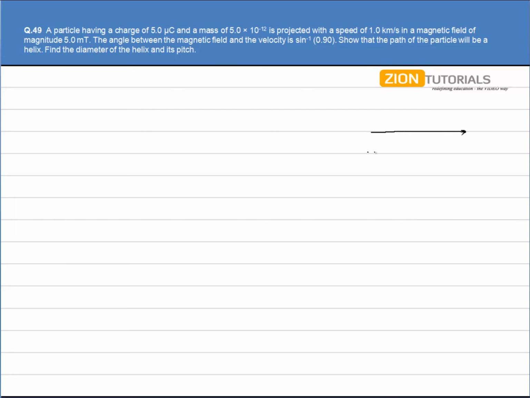Let's say this is the direction of my magnetic field. Velocity is like this, and this angle is theta, and it is given that sin θ = 0.9. Show that the path of the particle will be a helix, and find the diameter of the helix and its pitch.